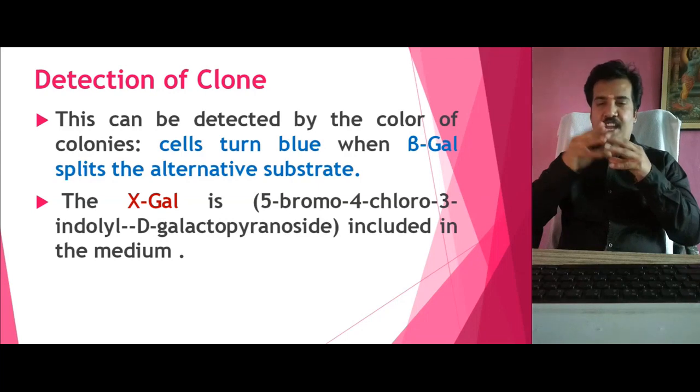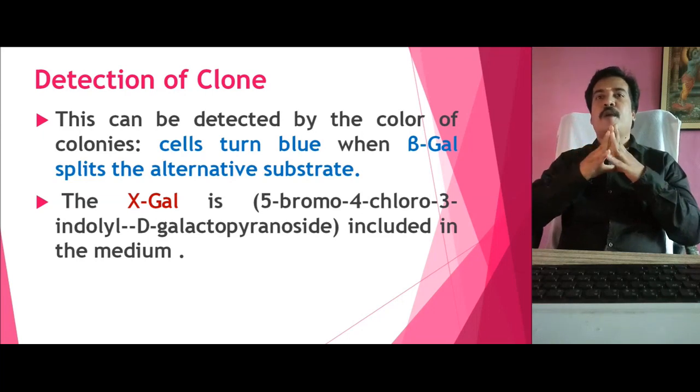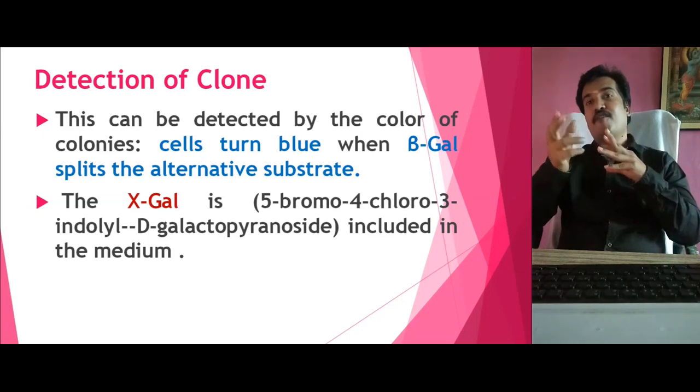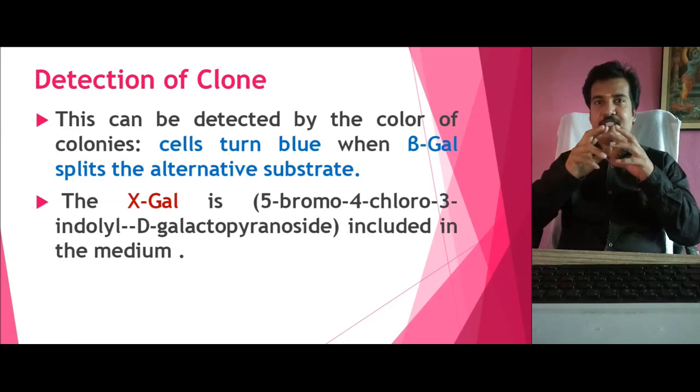D-galactopyranoside. If I add this into the medium, then if the LacZ gene is intact, in which the foreign DNA is not present, it produces blue colored colonies. If the foreign DNA is inserted and the LacZ gene is disturbed, it no longer produces the functional enzyme beta-galactosidase, so it doesn't produce blue colored colonies, and the colonies will remain white. So this is how we can detect the clone, whether the foreign DNA is taken up or not.